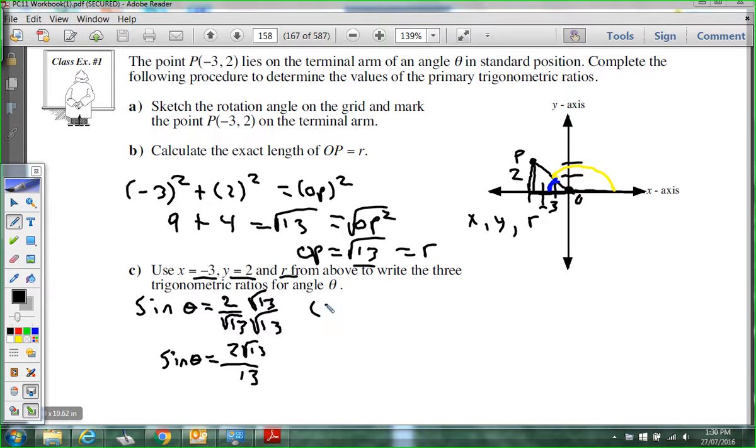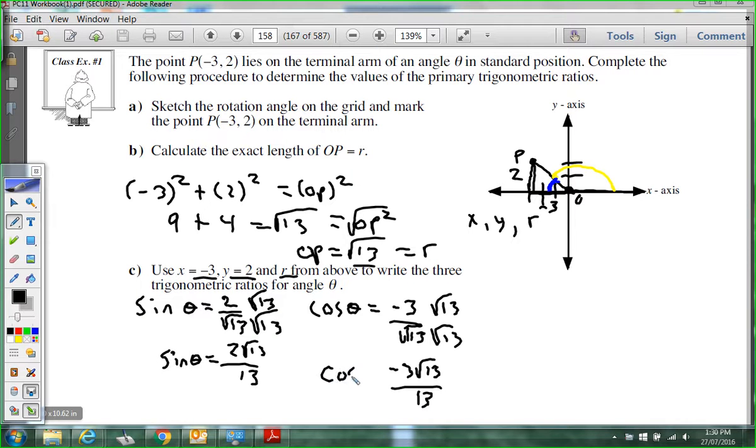Okay, cosine theta is x over r. So it gives me negative 3 over root 13. Again, I'm going to rationalize that. So I get negative 3 root 13 over 13. Okay, so we're good to go for cosine theta.